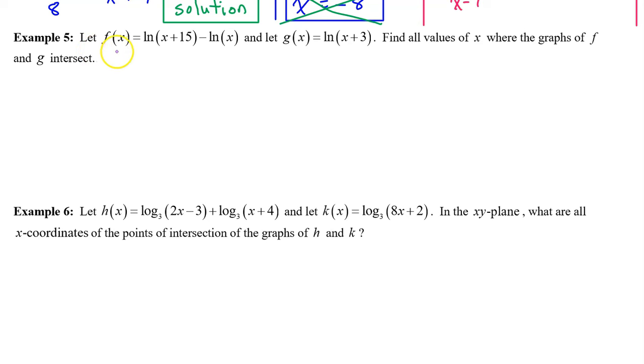Example 5. Let f of x equal the natural log of x plus 15 minus the natural log of x, and let g of x equal the natural log of x plus 3. Find all values of x where the graphs of f and g intersect. The intersection points will be the values of x where f of x equals g of x. So let's set f of x equal to g of x and solve.